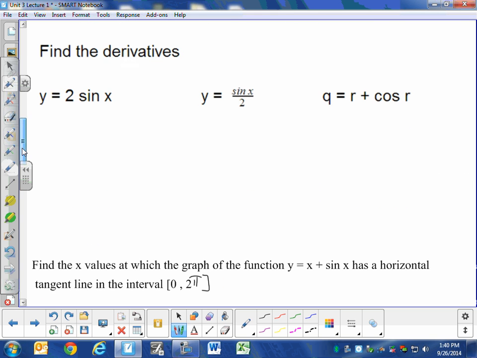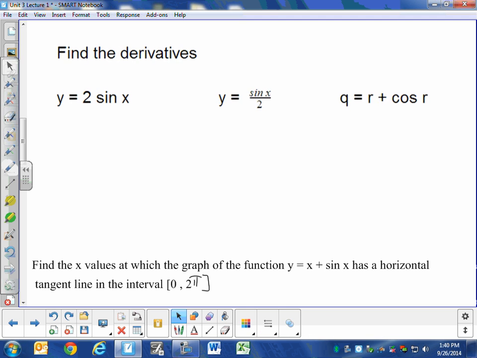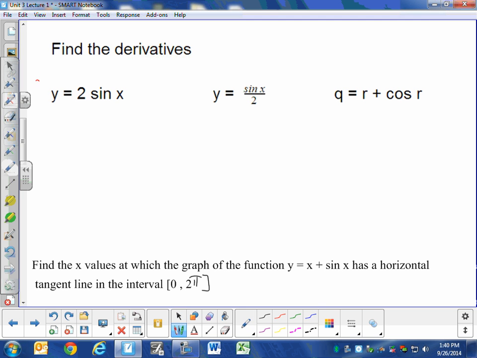All right, now knowing that, we can take the derivatives of these functions, like y is equal to 2 sine x. Take the derivative with respect to x of this y, giving me dy dx. Using the constant times a function rule, I know I would just leave my constant, take the derivative of my function, and there you have it, 2 cos x.